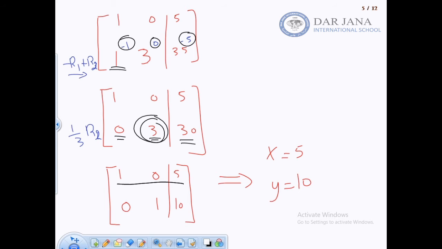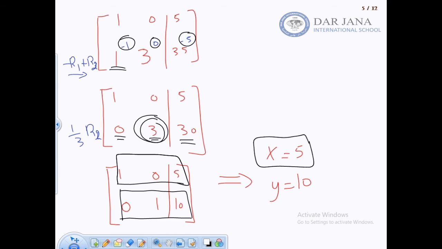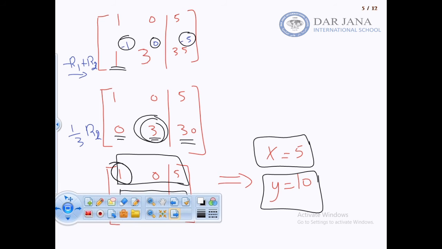The first row will not change, it will remain as it is. The second row will become 0 times 1 over 3 is 0, 3 times 1 over 3 is 1, 30 times 1 over 3 is 10. Now if you look at the matrix here, this is the reduced echelon form. This is the reduced echelon form of the matrix, and x equals 5, y equals 10. Remember, 1x plus 0y equals 5, 0x plus 1y equals 10. So x equals 5 and y equals 10. And this is the answer.